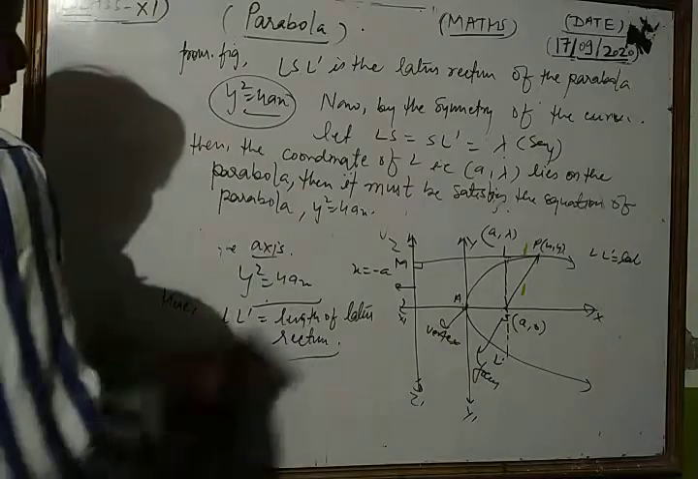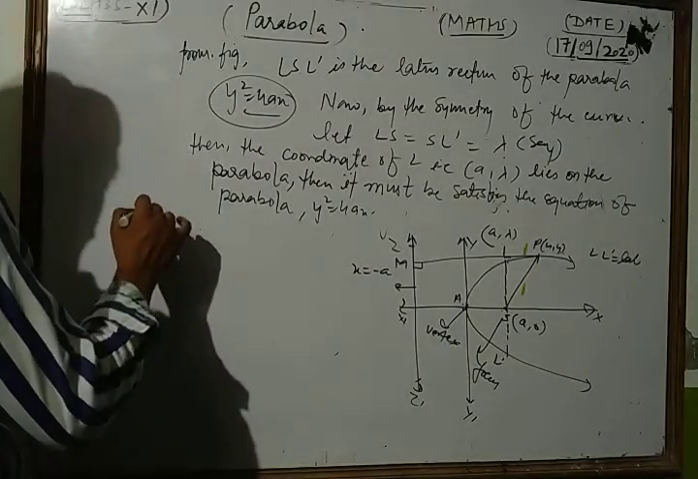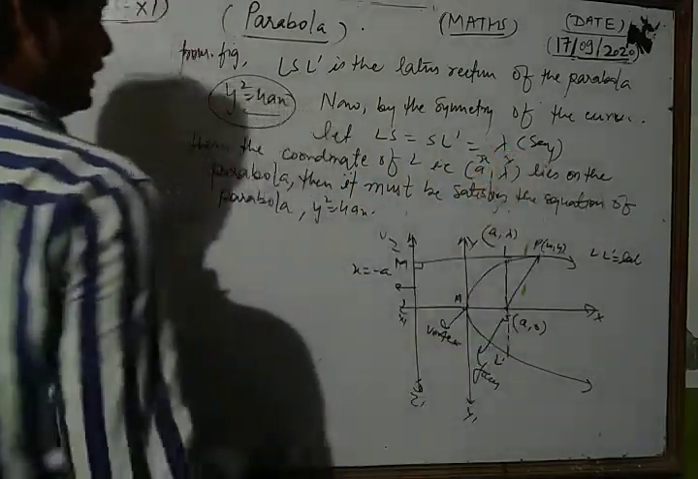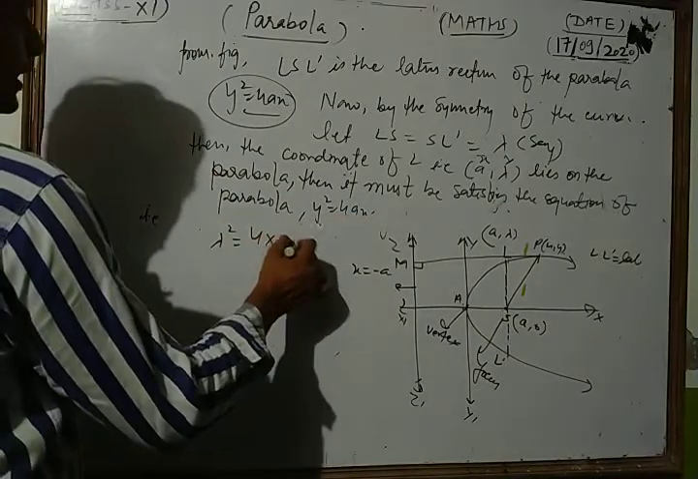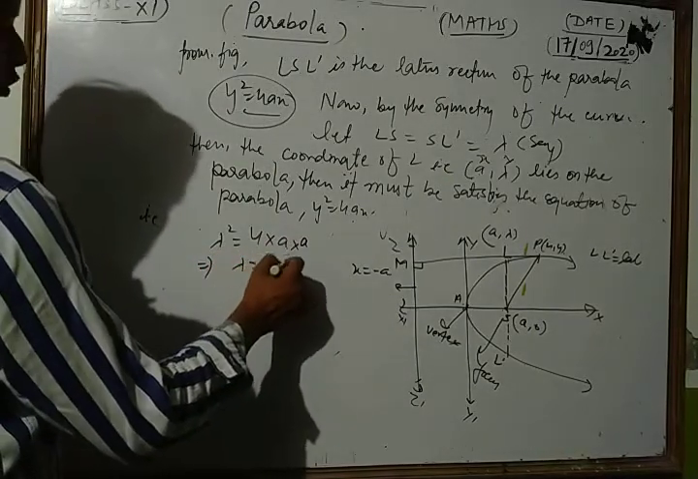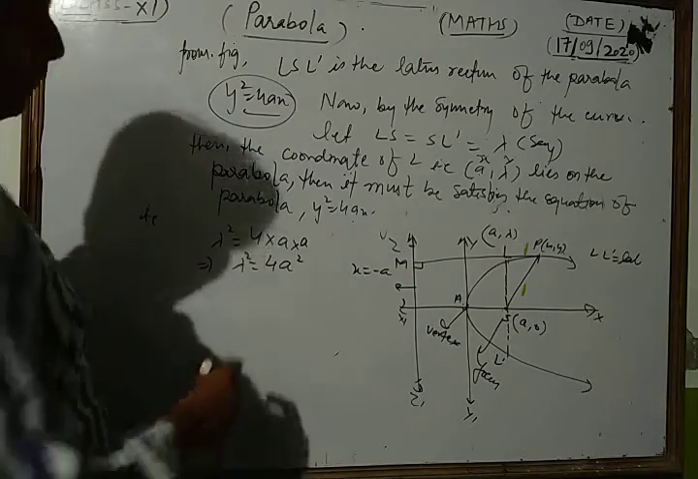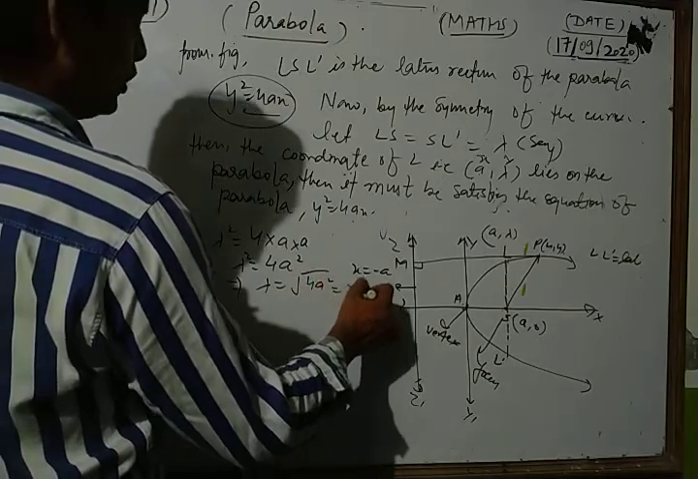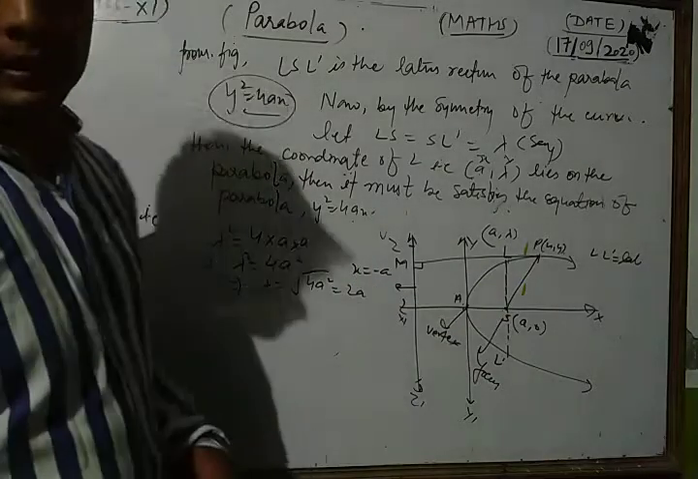Now let's see. We put x is equal to a and y is equal to lambda. Then we get lambda square is equal to 4 into a into a, that is lambda square is equal to 4a square. So in this way we get the value of lambda as under root 4a square, so we get 2 into a. So lambda is 2a.